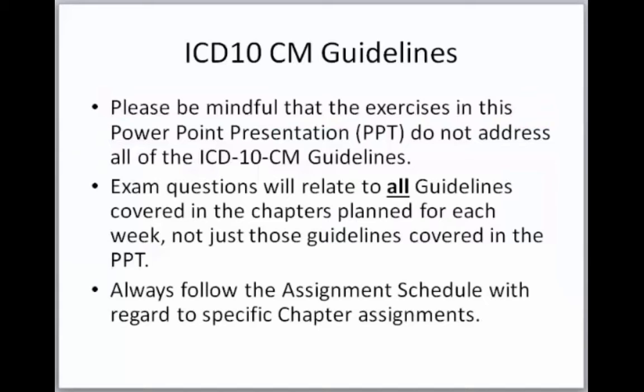As with all of our PowerPoints, remember that I'm only doing some of the questions and some of the guidelines. Any exam question can relate to all the guidelines. And be sure you follow your assignment schedule.